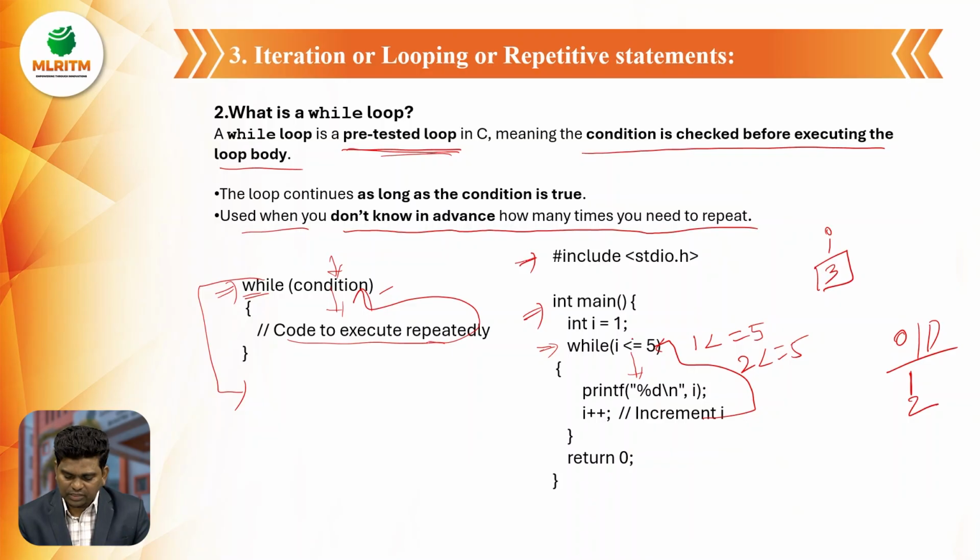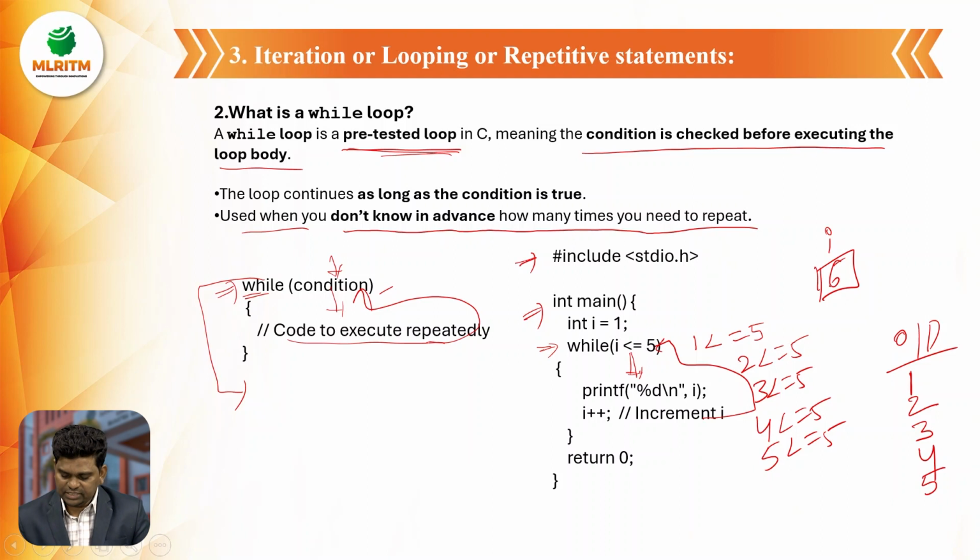Now after the increment, it checks the condition again, that is 3 less than or equal to 5. Is the condition true again? Yes, it enters into the body, then displays the i value, then i++, and the i value becomes 4. After the increment, it again checks the condition, 4 less than or equal to 5. Yes, then it displays the i value, then i++, and the i value becomes 5. Then it checks the condition again, 5 less than or equal to 5. Yes, the condition is true, it enters into the body, printf displays the i value, which is 5, then i++, and the i value becomes 6.